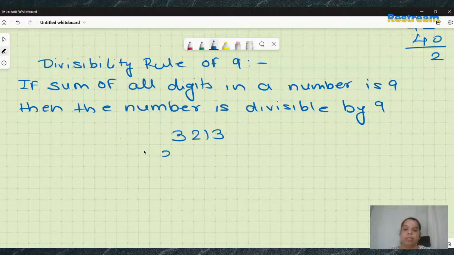So let's see, 3 plus 2 is 5, plus 1 is 6, plus 3 is 9. Then this number is divisible by 9. Now let's take another example.